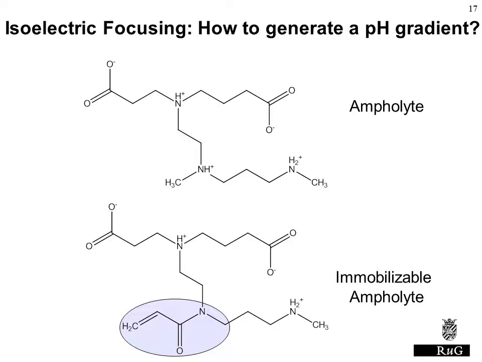Essentially what was added to the amino acid derivatives was a polymerizable group. Maybe you recognize a bit of the acrylamide structure down here. You see the double bond that can be activated by radical polymerization and thus produce chains of immobilized ampholytes. Well, it's now hard to see how, if I just polymerize many ampholytes in a polyacrylamide gel, this would generate a pH gradient. Let's look at that in a second.